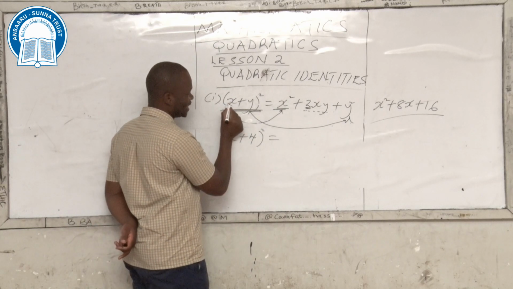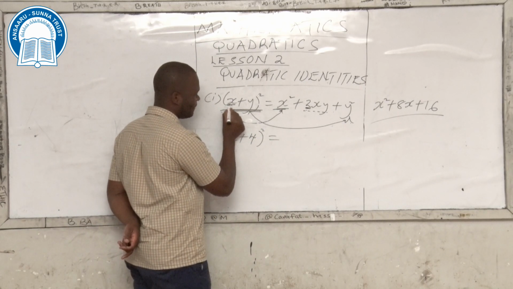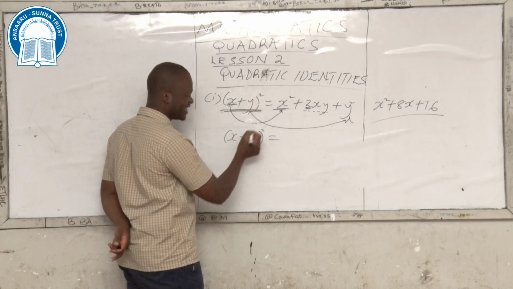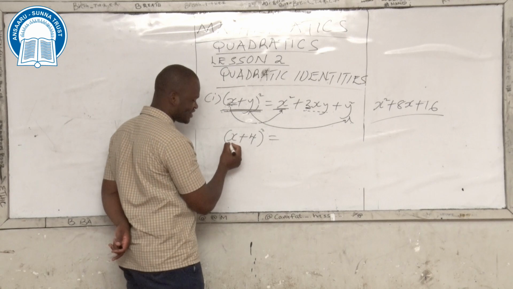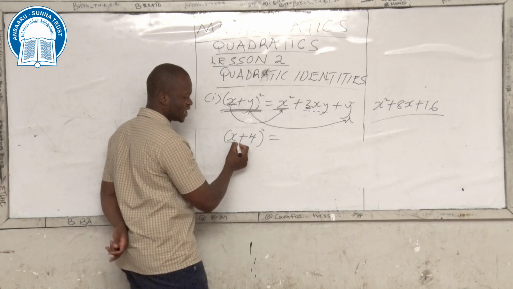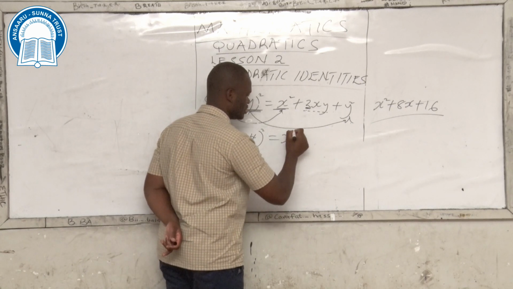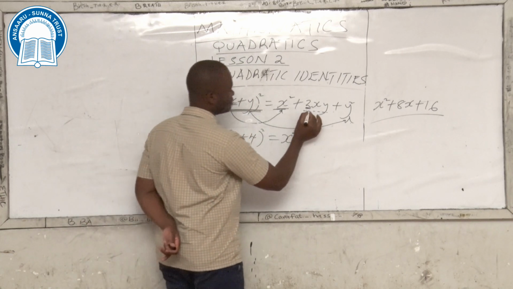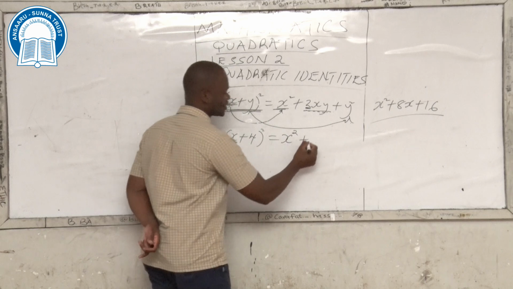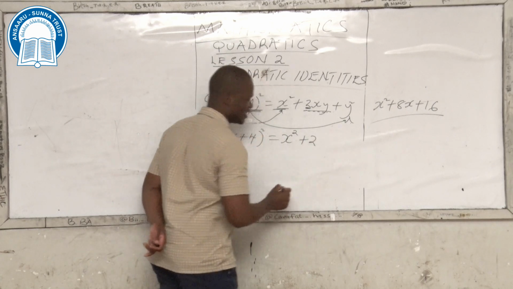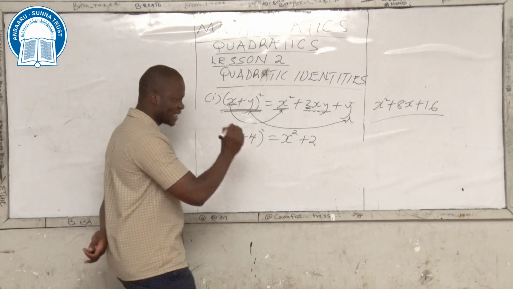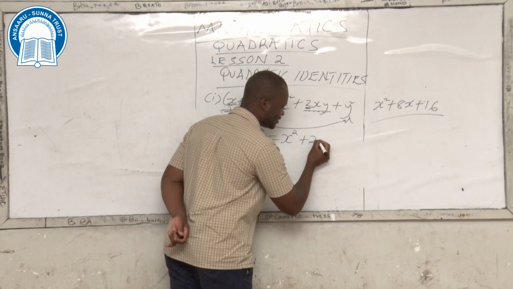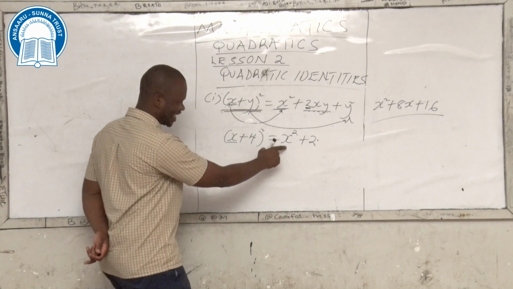You consider the first term inside that bracket. In this case, our first term is x, and you square it. Plus, how do you get your middle term? You take 2, which is a constant, times, I will put here a dot to mean times, just to avoid confusion with the x.